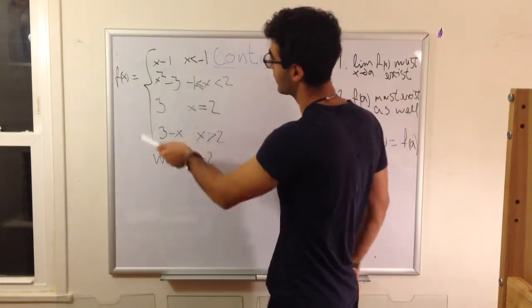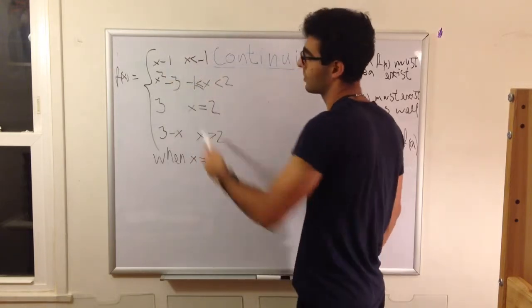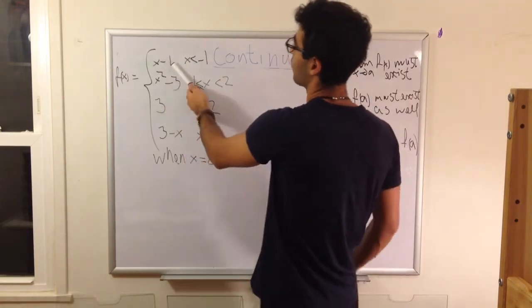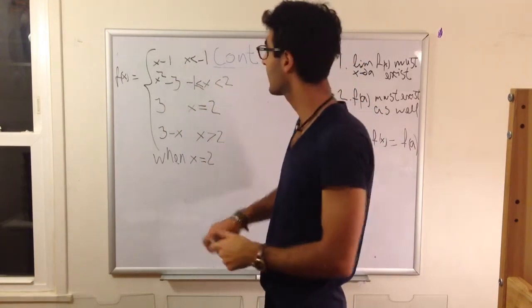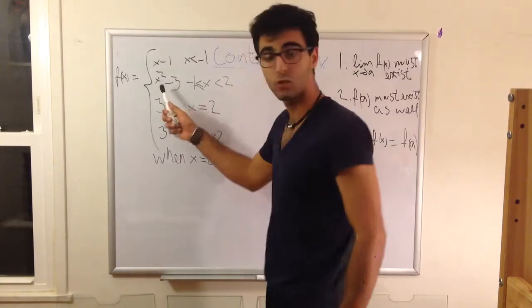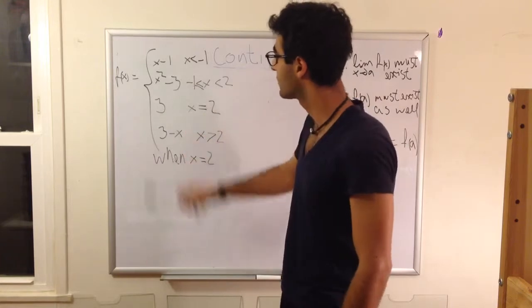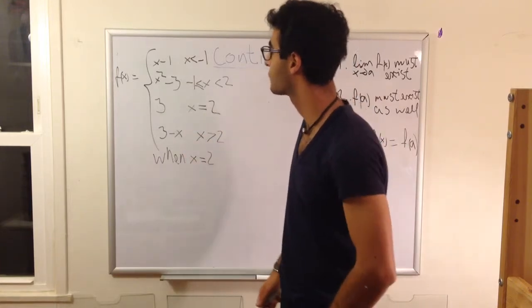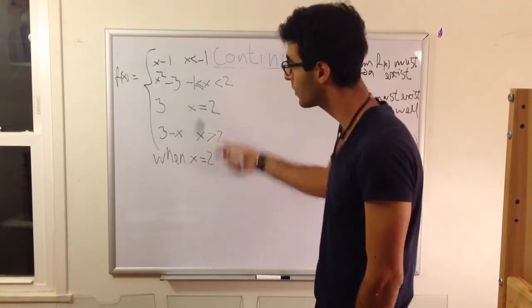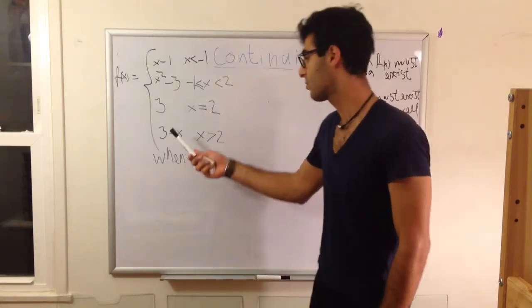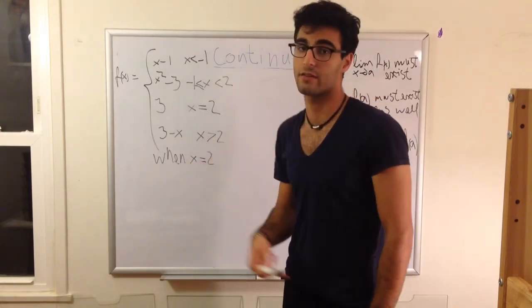So we have f of x, and this is a piecewise function. It says x minus 1 when x is less than negative 1. It says x squared minus 3 when x is between negative 1 and 2. It says f of x is 3 when x equals 2. And it says 3 minus x when x is greater than 2.